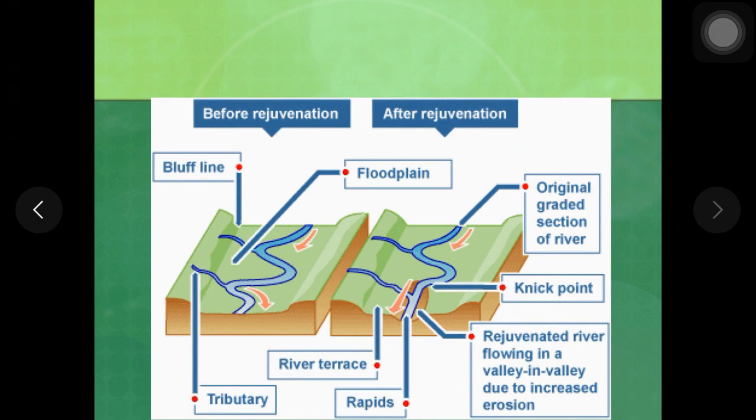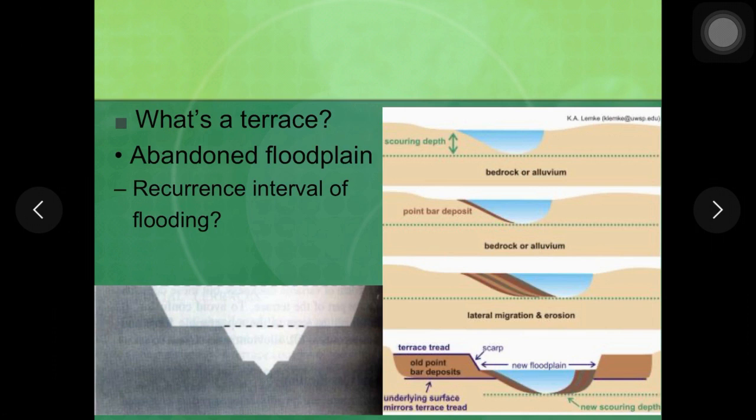Now, apart from the formation of nick point, another landform which is associated with the rejuvenation is river terraces. So whenever there is rejuvenation, the vertical erosion of the river channel happens and the old floodplain is left on the top high and dry, and you can see formation of new floodplain here on either side of the channel.